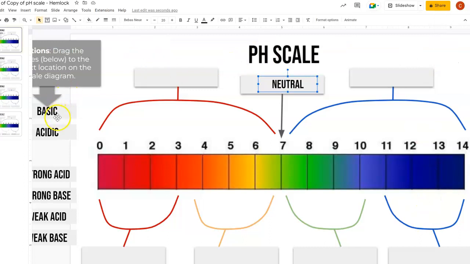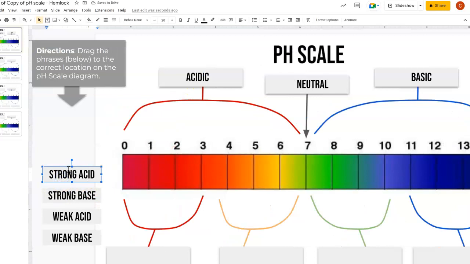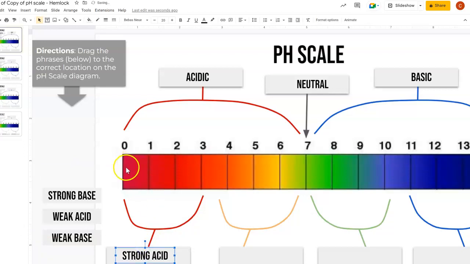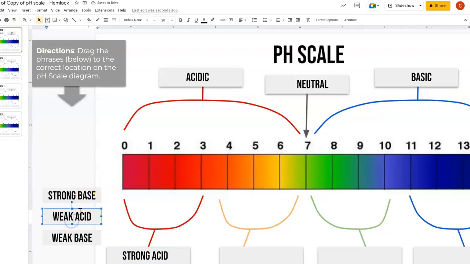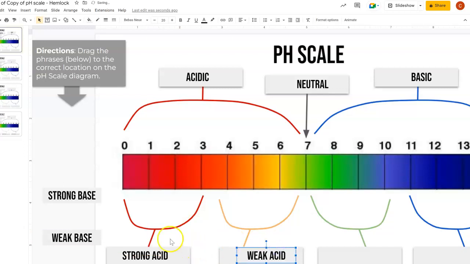All right, so basic is this side of the scale, greater than 7 up to 14. Acidic is less than 7 to 0. So a strong acid would be at the ends of those, so 3 to 0, so the stronger they are, right? A weak acid would be between a little more than 7 to about 3.5.